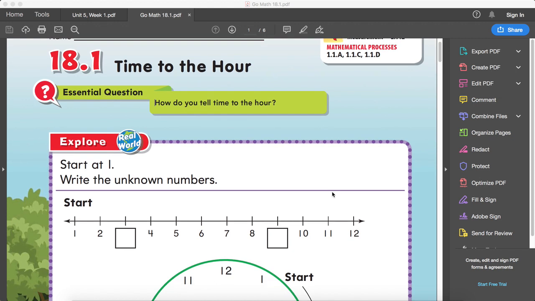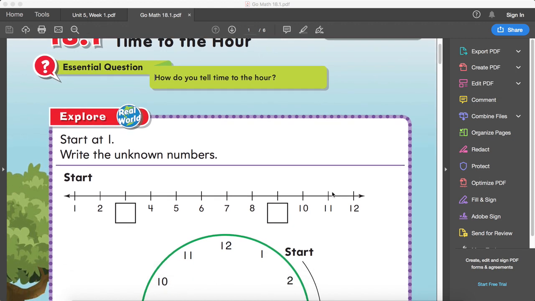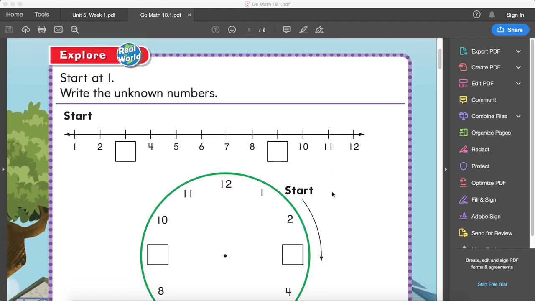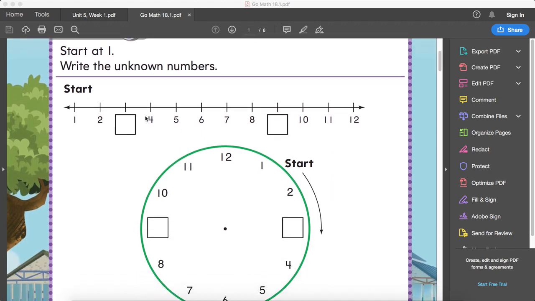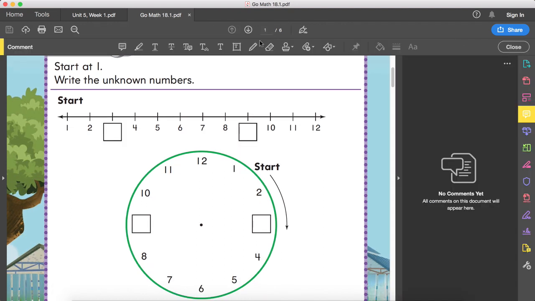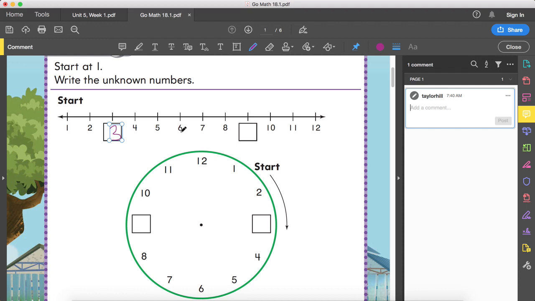18.1, time to the hour. How do you tell time to the hour? Start at 1 and write the unknown numbers on the number line. So 1, 2, what comes after 2? 3, 4, 5, 6, 7, 8, 9, 10, 11, 12.